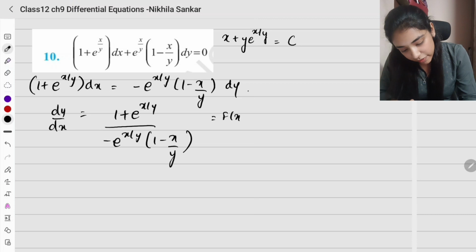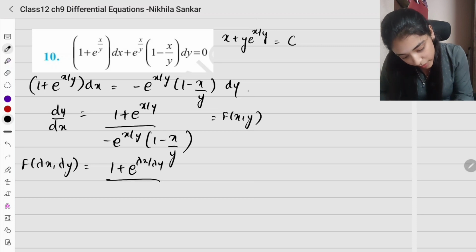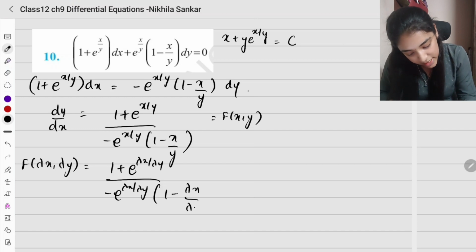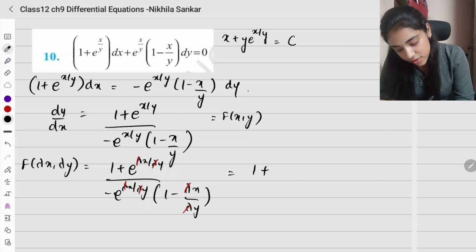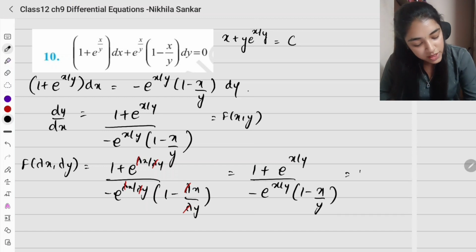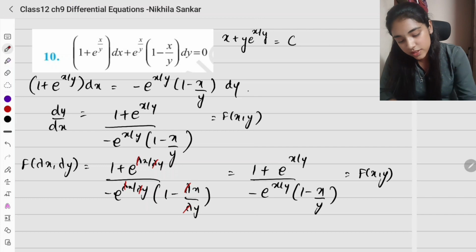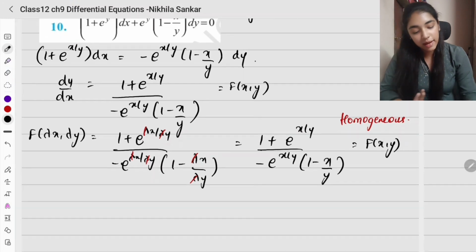Okay, so this is my f of x, y. Now let's check whether it is homogeneous. f of lambda x, lambda y equals (1 plus e to the power lambda x divided by lambda y) divided by minus e to the lambda x by lambda y times (1 minus lambda x by lambda y). Simple substitution. Here lambda and lambda cancel, and here also lambda and lambda cancel. So you have e to the power x by y, divided by minus e to the x by y times (1 minus x divided by y). So this is simply f of x, y. This is homogeneous. Basically, the lambda vanishes.